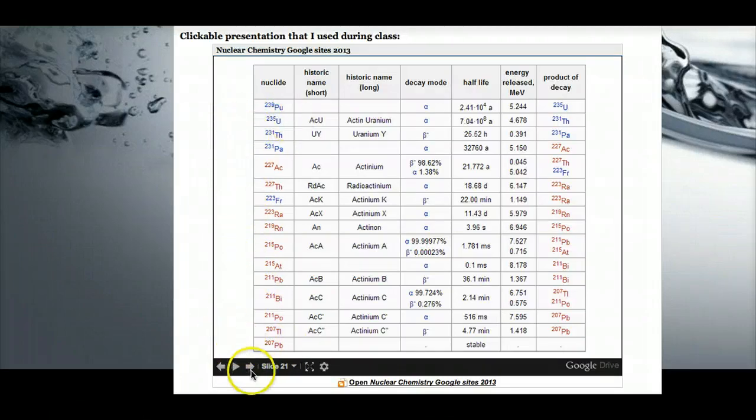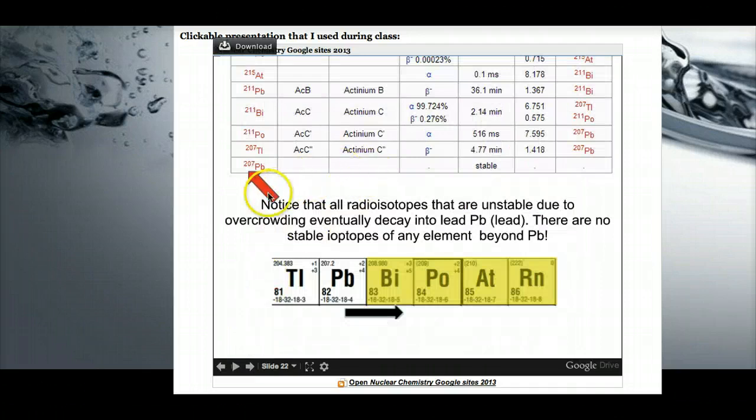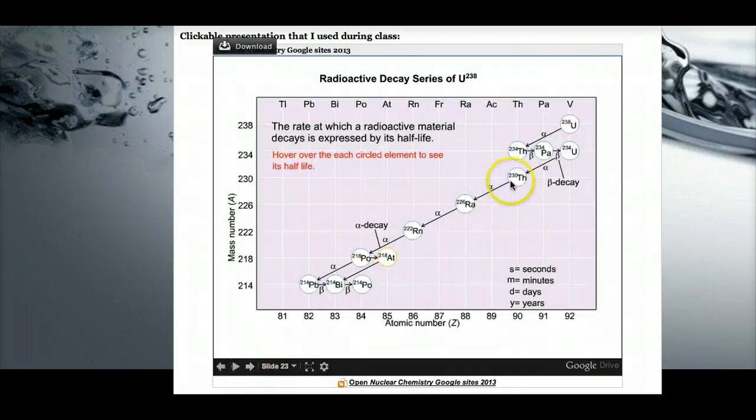All right, moving forward. So everything beyond atomic number 83 is too many protons. So once you decay backwards into lead, eventually now you are stable. Another way to look at the decay series. Eventually going to lead.